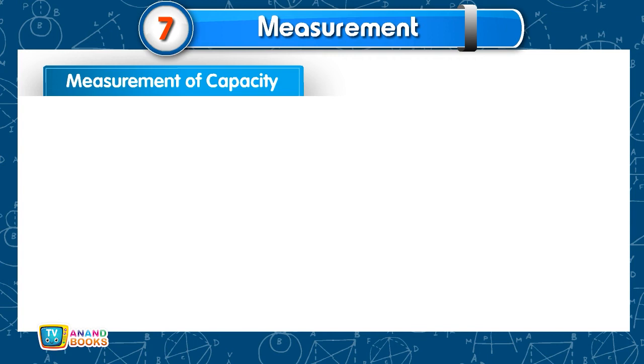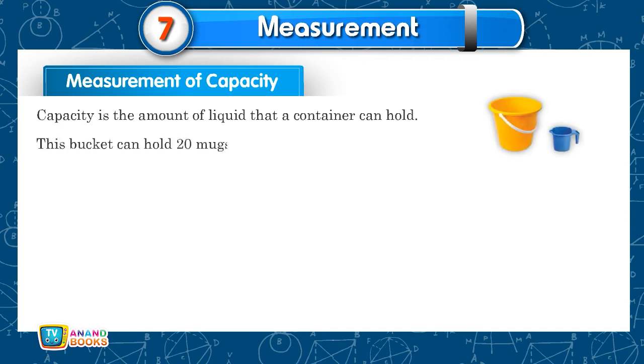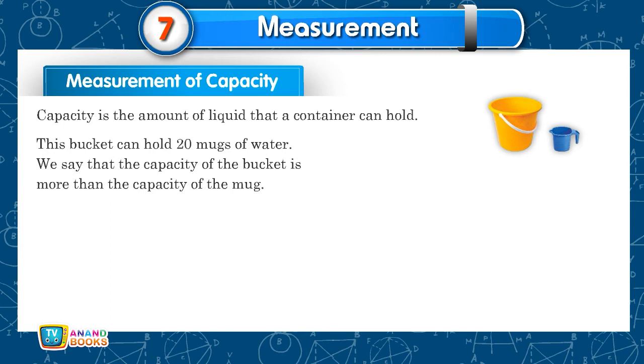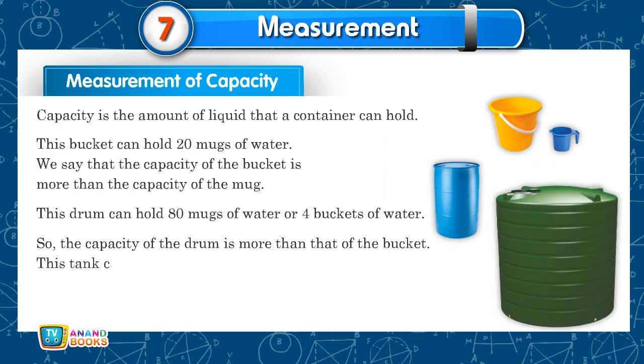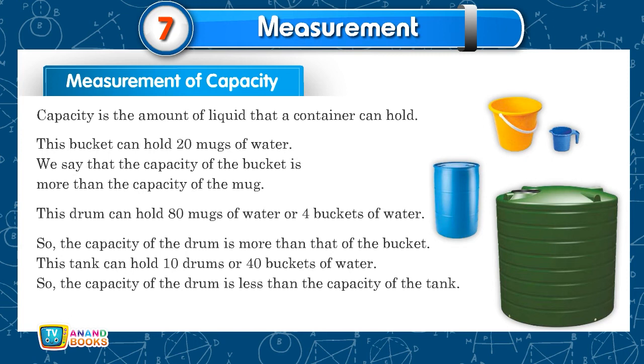Measurement of capacity. Capacity is the amount of liquid that a container can hold. This bucket can hold 20 mugs of water. We say that the capacity of the bucket is more than the capacity of the mug. This drum can hold 80 mugs of water or 4 buckets of water. So, the capacity of the drum is more than that of the bucket. This tank can hold 10 drums or 40 buckets of water. So, the capacity of the drum is less than the capacity of the tank.